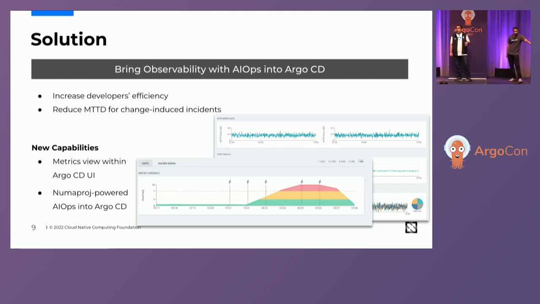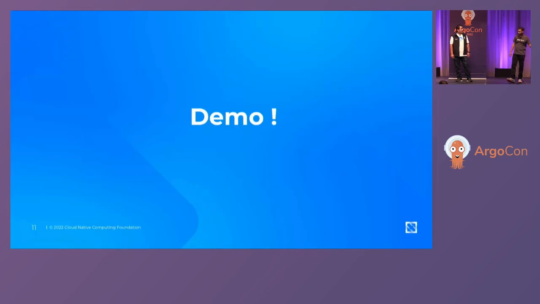Two, for the quality of change, we gave them one signal using the Numaproj, which Vigit will talk about, where they can look at the one signal and say whether the change is good or bad. And if it is bad, you can revert it back. So now let me hand it over to Vigit to do the demo.